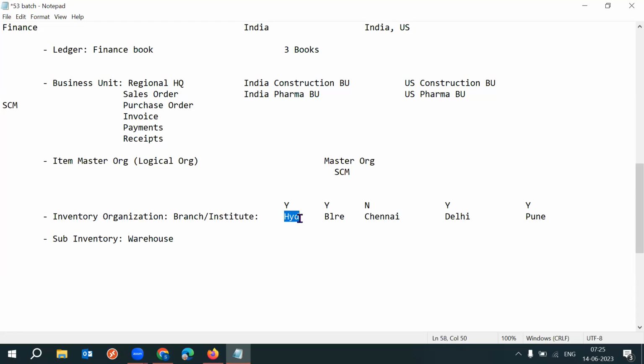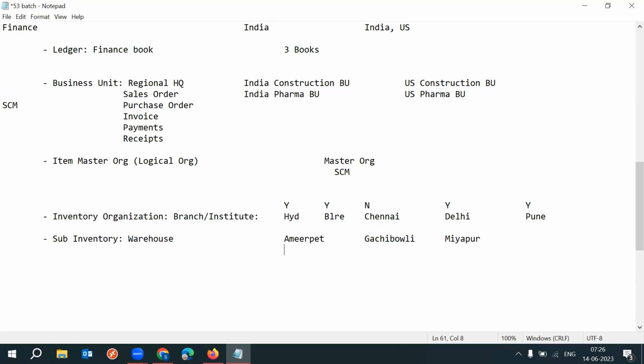So in Hyderabad, I may have multiple warehouses. In Bangalore also, I may have multiple warehouses. Suppose in Hyderabad, I have a warehouse in Amirpet, a warehouse in Gachibowli, a warehouse in High Tech City, or a warehouse in Miapur. In Hyderabad, how many warehouses do I have? How many sub-inventories do I have? 3 sub-inventories.